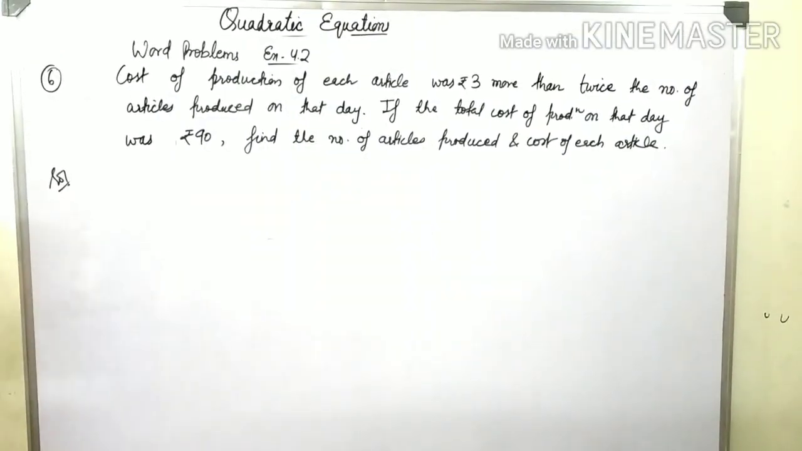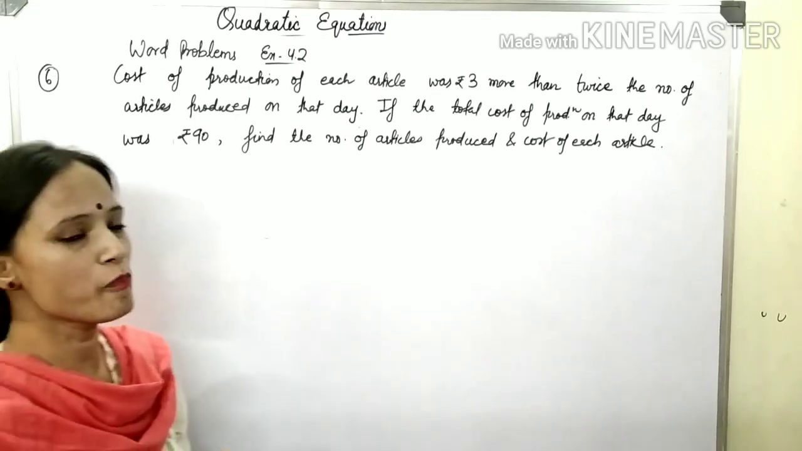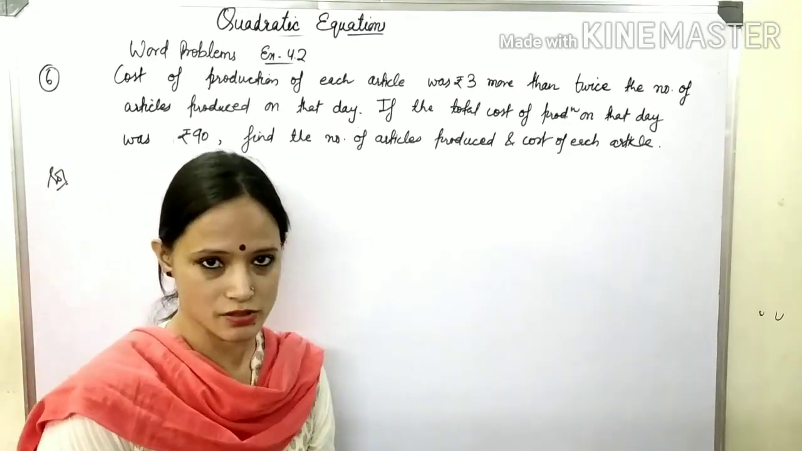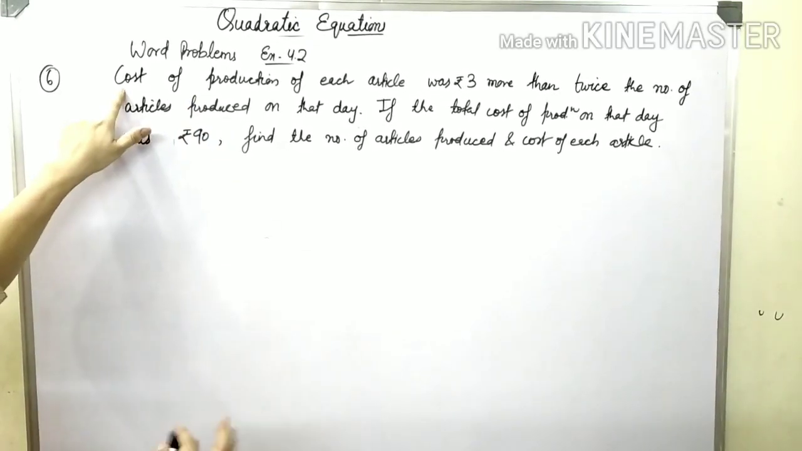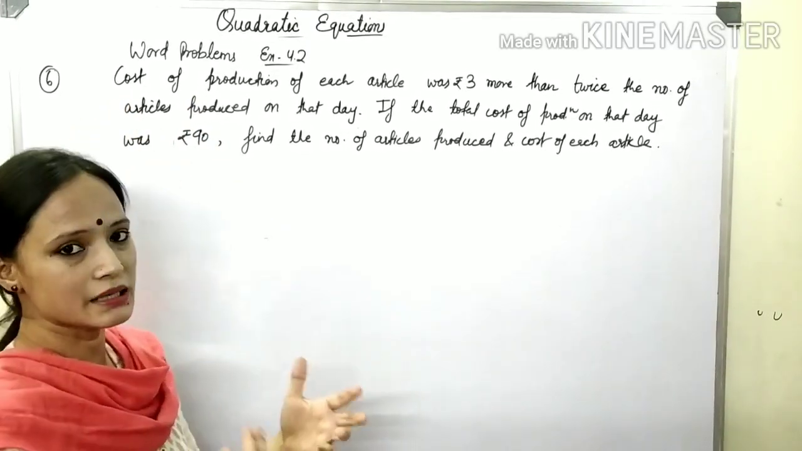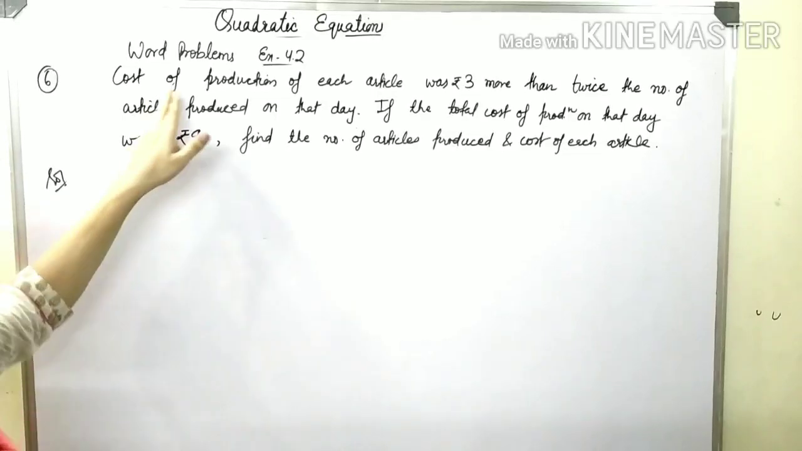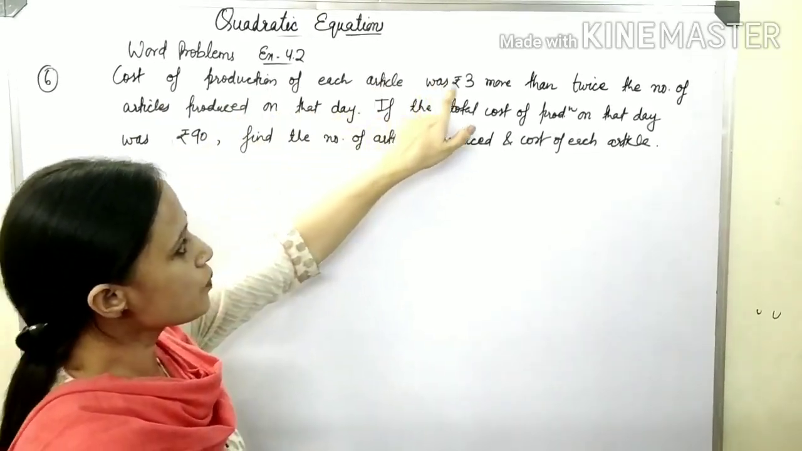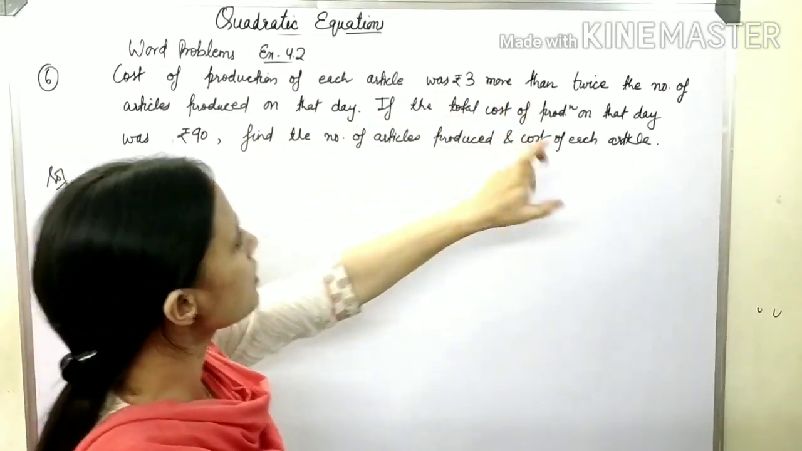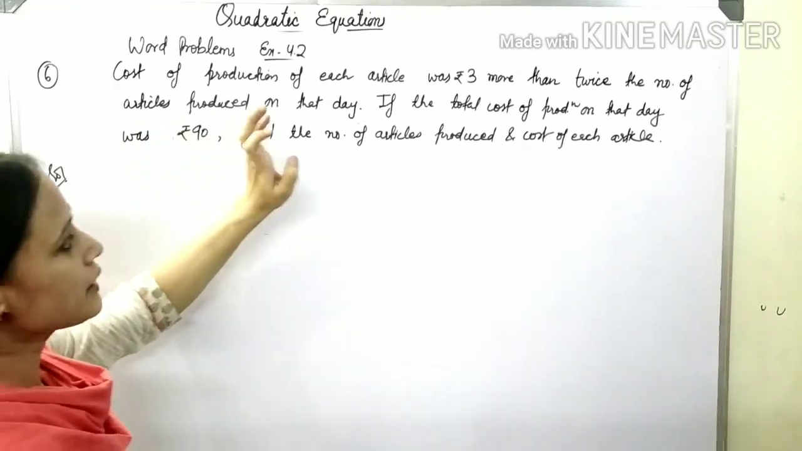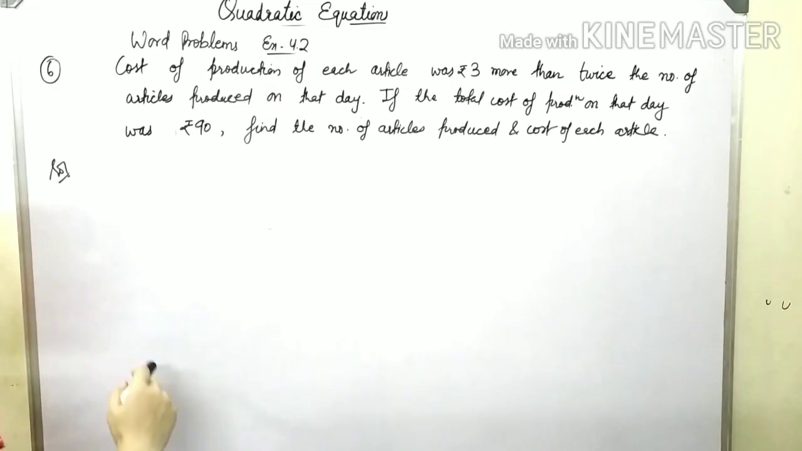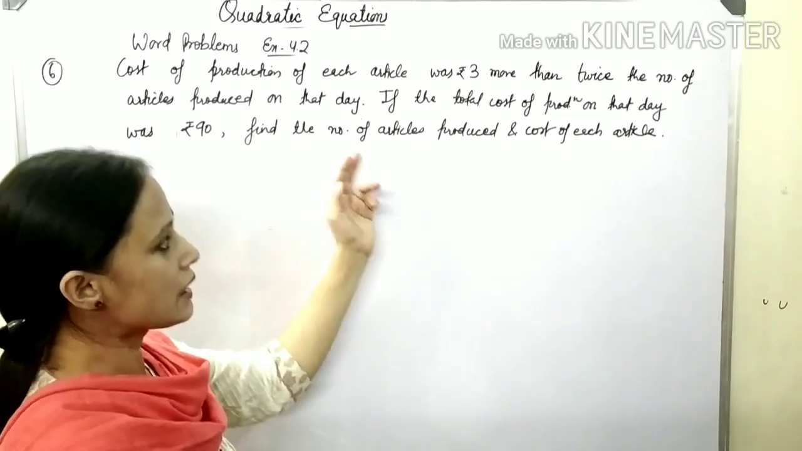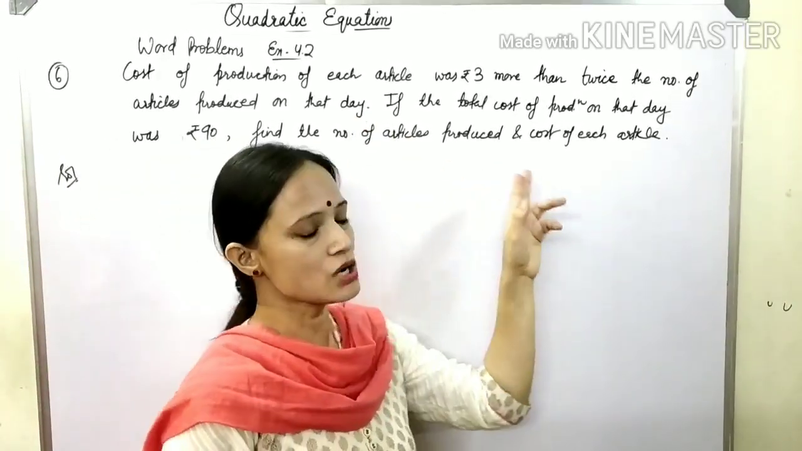Question number 6. This question is about the production of pottery articles in a cottage industry. The condition I have written on the board: on a particular day some articles were produced, and the cost of production of each article was rupees 3 more than twice the number of articles produced on that day. If the total cost of production on that day was rupees 90, we have to find the number of articles produced and the cost of each article.